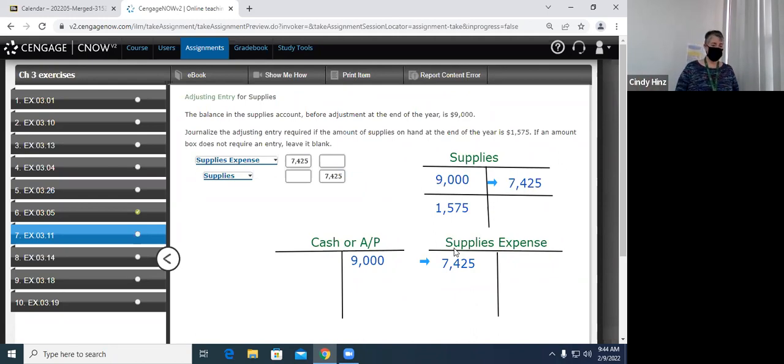So the journal entry that you're making needs to be for the change you need to make to that account. The journal entry, the adjusting entry, is for the change that you need to make. Not the beginning balance, not the ending balance, but the amount you need to change in that account. One other comment about that, and then we can move on.